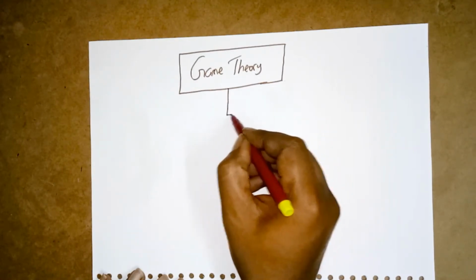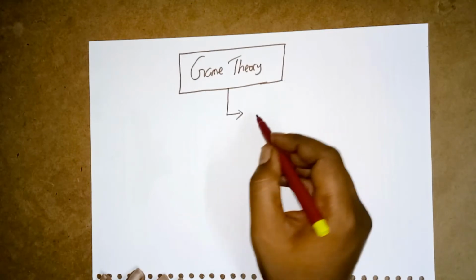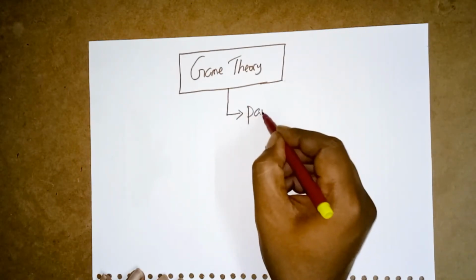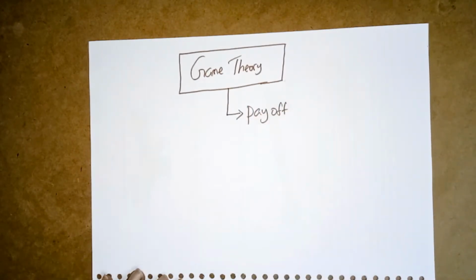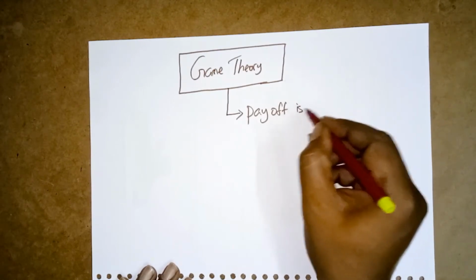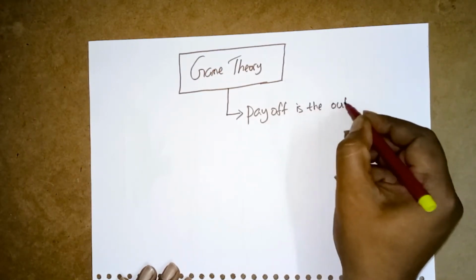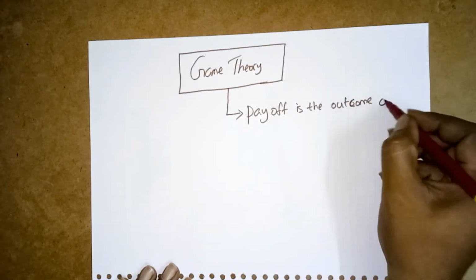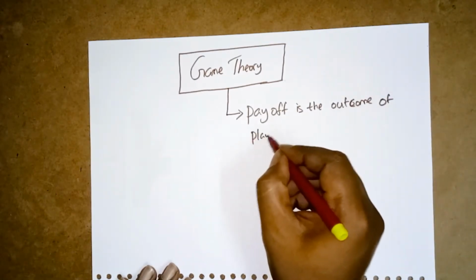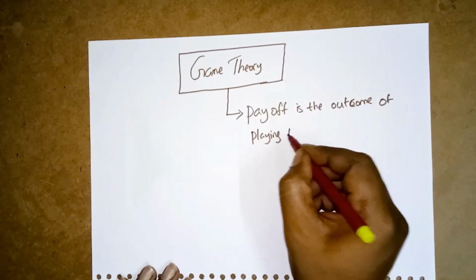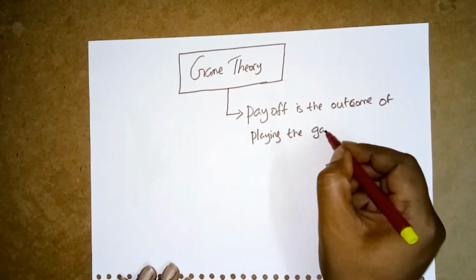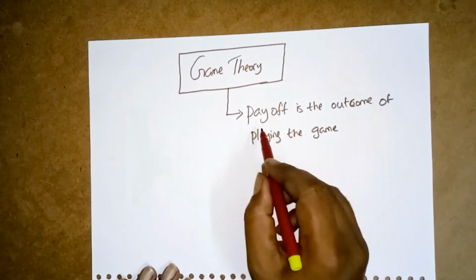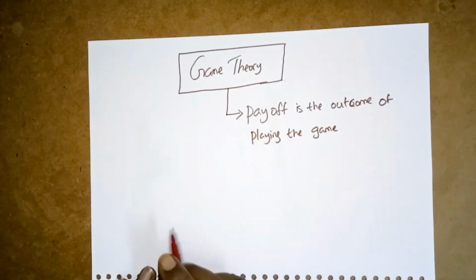First, in this game theory we have to learn about payoff. Payoff is the outcome of playing the game, right? Often we will get this in the questions, so we will observe this word payoff.